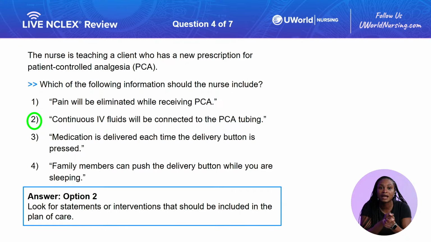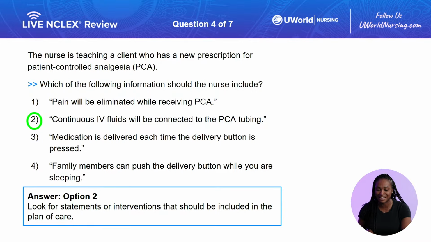And then option 4, family members can push the delivery button while you are sleeping. This is incorrect. Again, it's a patient-controlled analgesia. It's named that for a reason, a PCA. Family members are highly discouraged from pushing the button because, one, they're not receiving the medication, so they don't truly understand or feel the pain that the client is experiencing. So the patient should have all the control to administer all the pain medication to help their pain be relieved. So family members should not be touching the button.